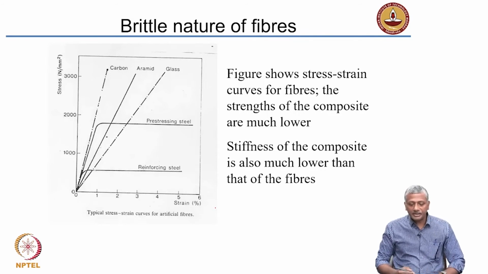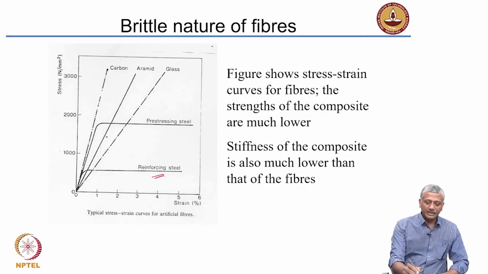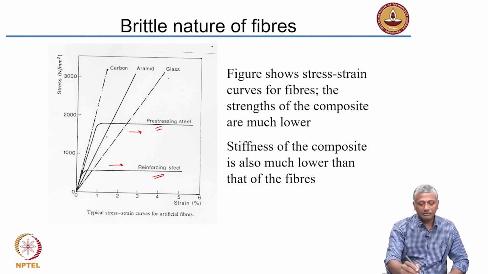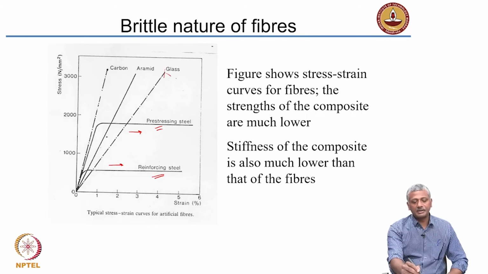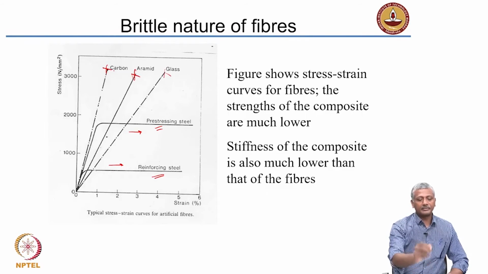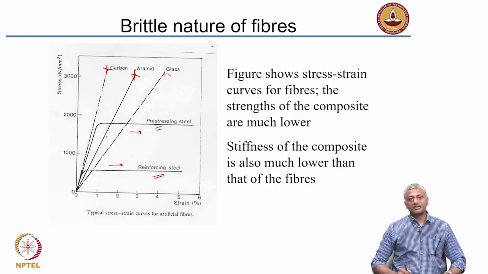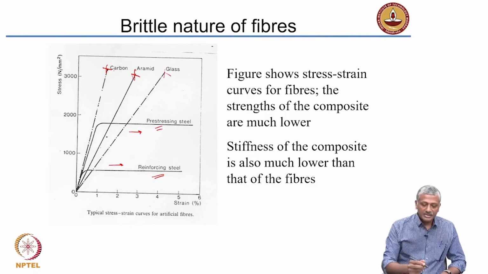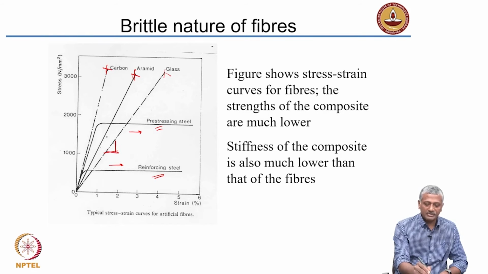Again, just to show the brittle nature, what I have shown you here is the behavior of reinforcing and prestressing steel. You can see that they have a very long ductile region of deformation, whereas your fiber reinforced polymers are simply breaking apart in a brittle fashion. There is no deformation, there is no ductile elongation of the material. Stiffness, which is the slope of the stress strain graph, also is lower than that of steel.